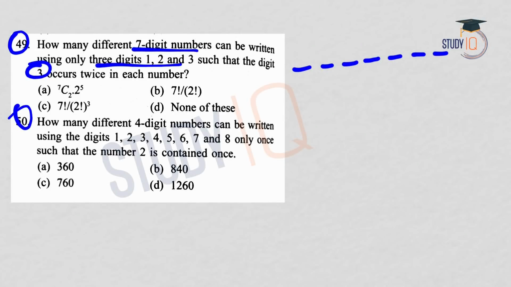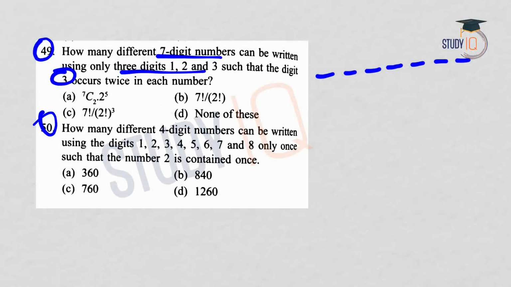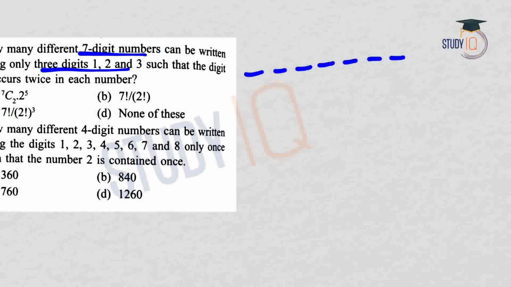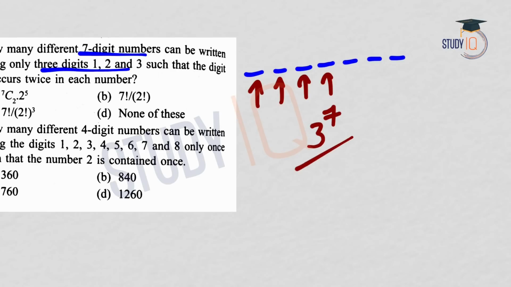If I simply ask how many 7-digit numbers are possible with 3 digits without giving the restriction that 3 occurs twice, what is your answer? See, repetition is allowed, right? In this case, you can use any of the 3 in all these 7 places. So your answer is going to be 3 raised to 7, when there is no restriction. But here that is not your answer because there is a restriction.